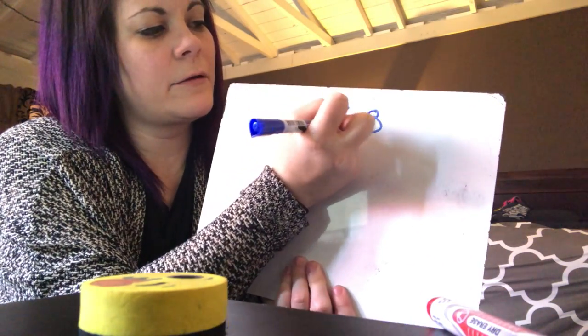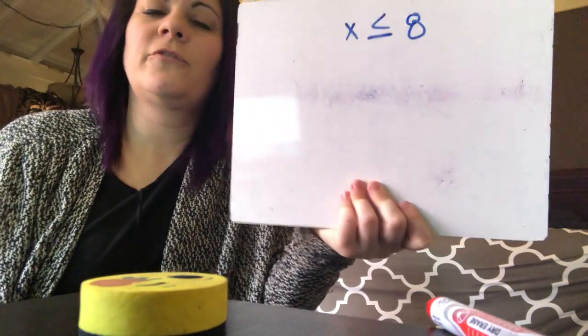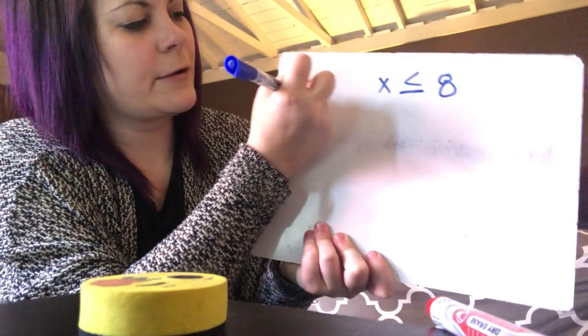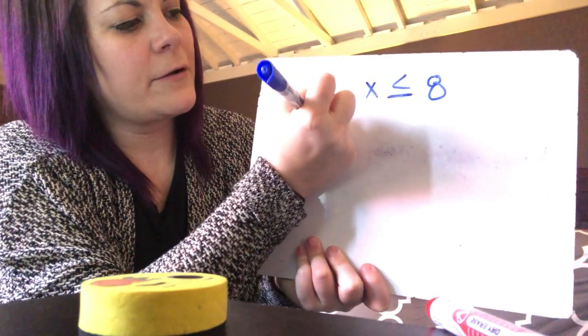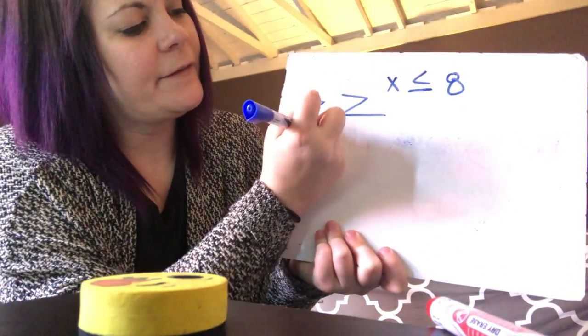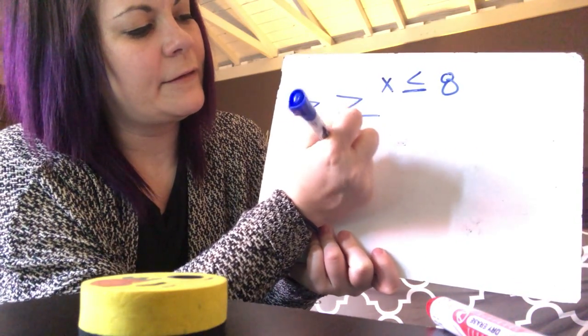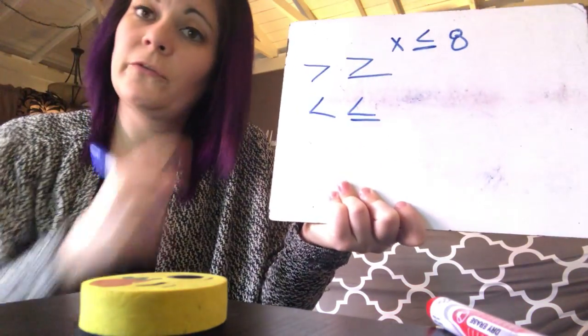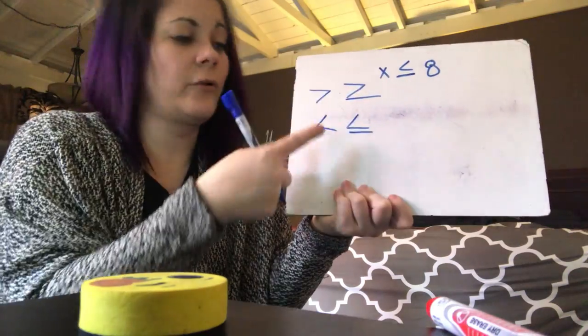Well, if we have x is less than or equal to 8. Okay, so remember when it has a line underneath, that means or equal to. So technically, I should have said this is a greater than sign. This is a greater than sign or equal to. This is a less than sign. This is a less than sign or equal to. So greater than or equal to, less than or equal to.